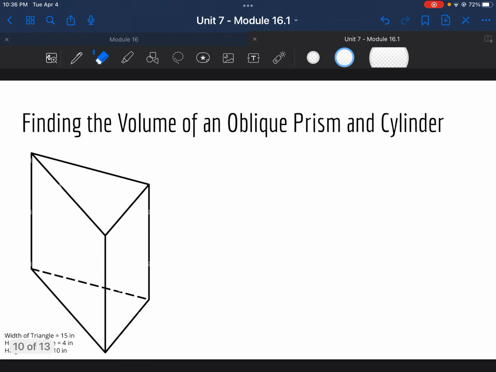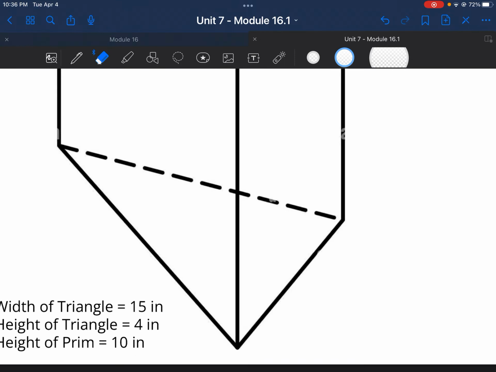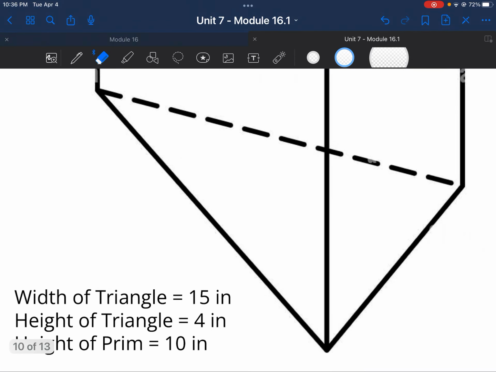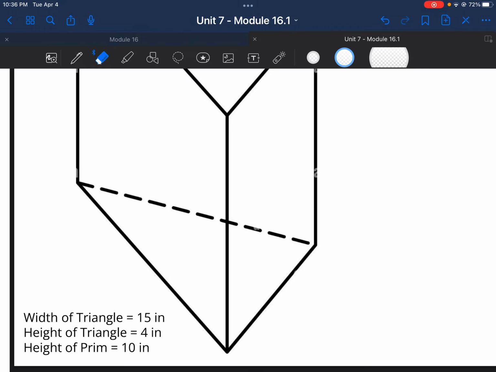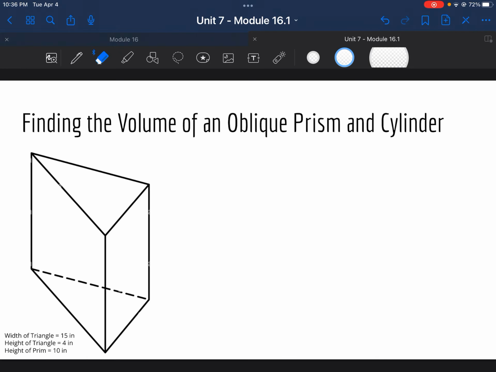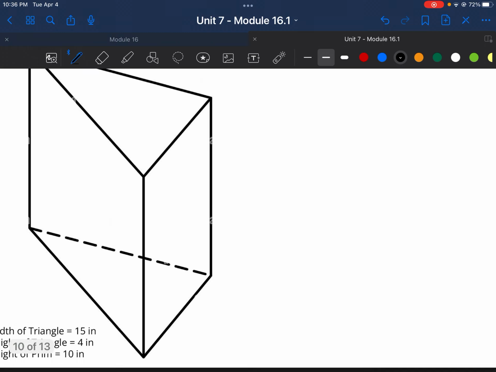Awesome. All right, let's see what the next problem is. Cool. So I'll start this one off for you, and then I'll give you a chance to do it on your own. So I put it kind of small, but you should still be able to see it. The width of the triangle is going to be 15 inches. The height of the triangle is going to be 4 inches. And the height of the prism is going to be 10 inches.